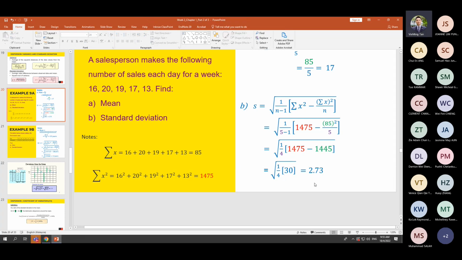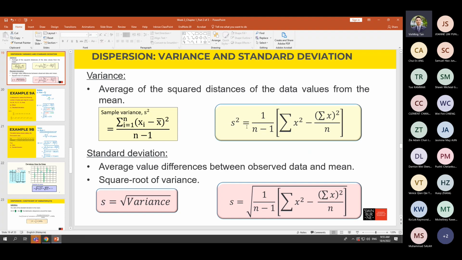The higher the standard deviation, the higher the dispersion of the data, the more varied the data. That means the difference of the data values will be high if the standard deviation is high. So far so good. Hopefully you know how to use the calculator to find the standard deviation. For standard deviation, we usually use small s as the symbol. s squared is for variance.